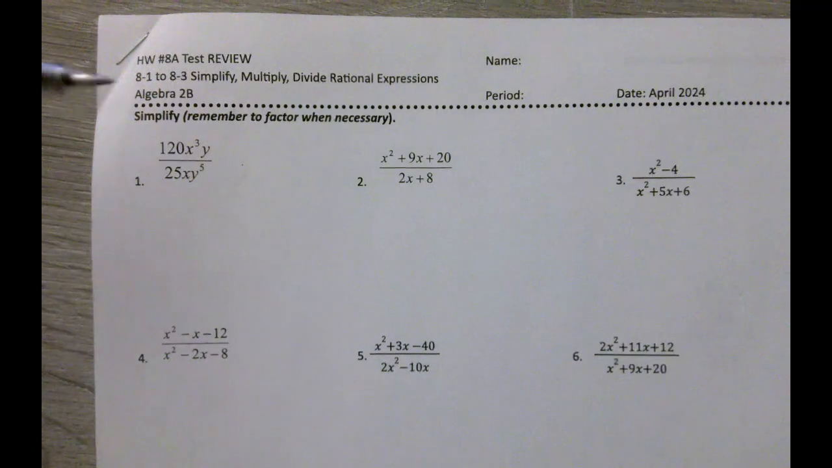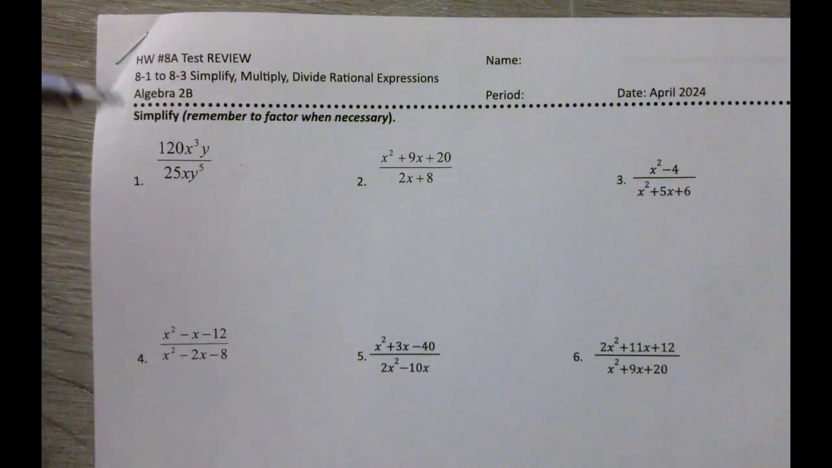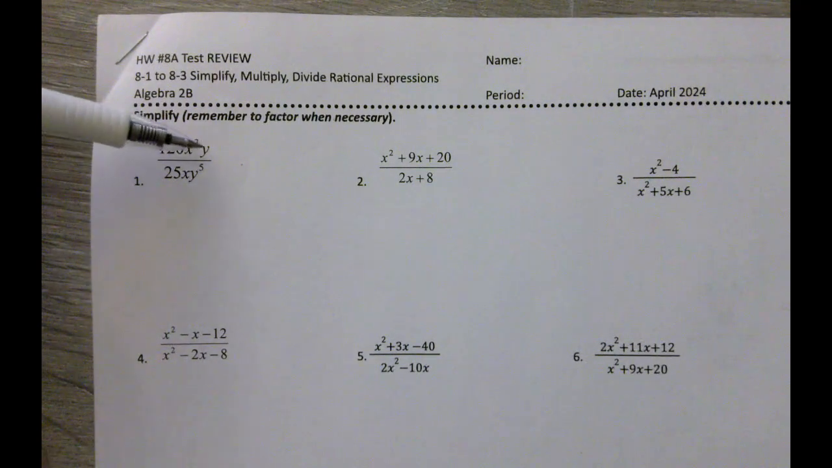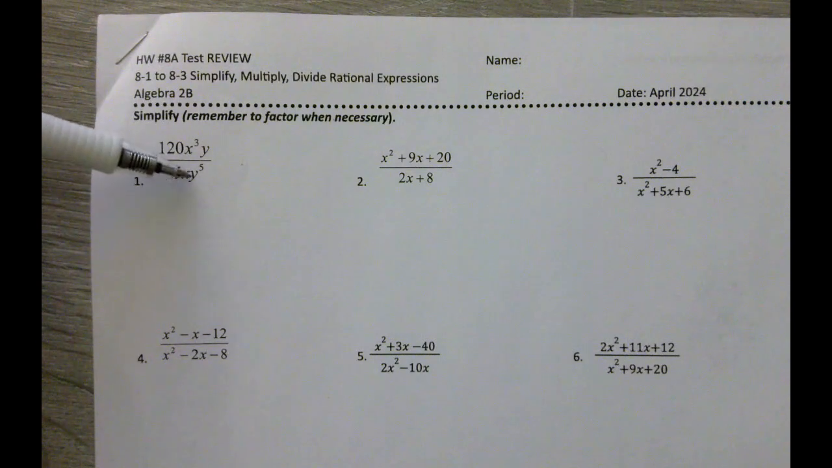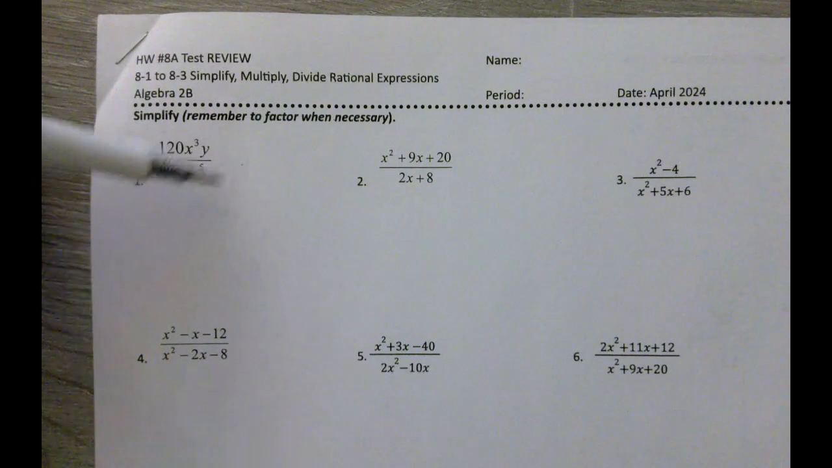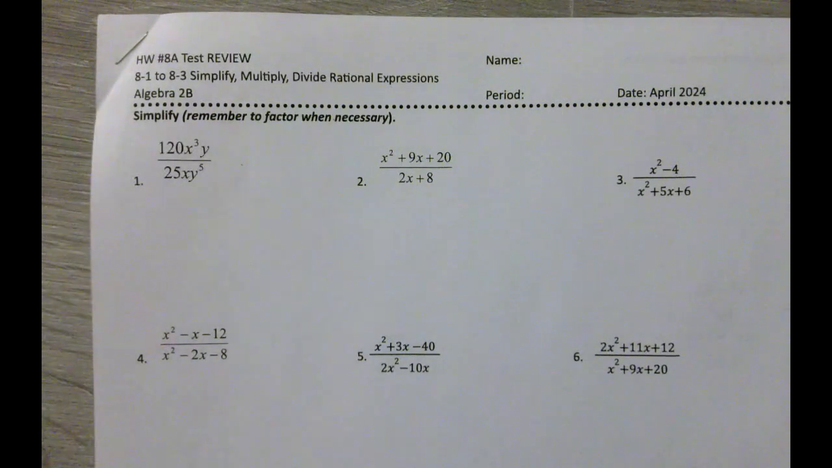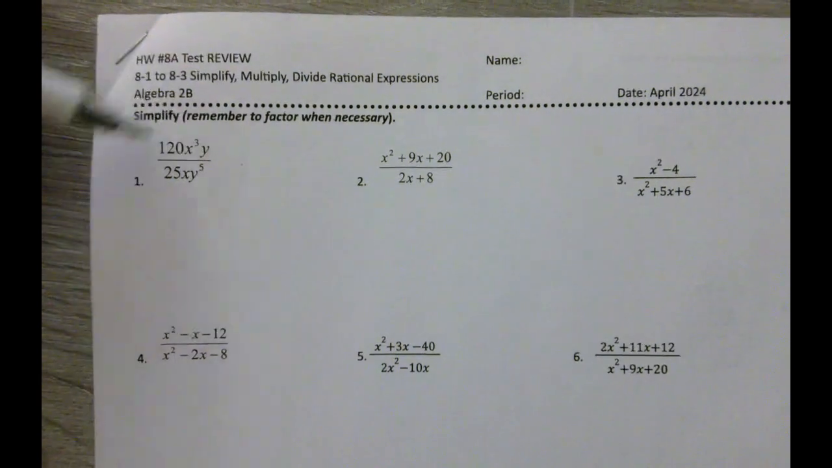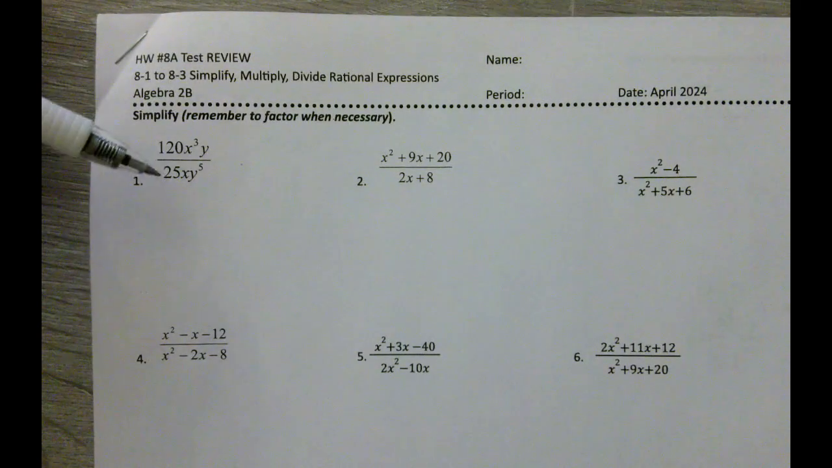Simplify, remember to factor when necessary. Number 1. 120 x cubed y over 25 x y to the 5th. So on this one there's no factoring, we just have numbers and letters. So we're going to look at reducing and working with exponent rules, and that's about it. There's really no work to be done here besides the canceling part, so I'm going to jump right into that.